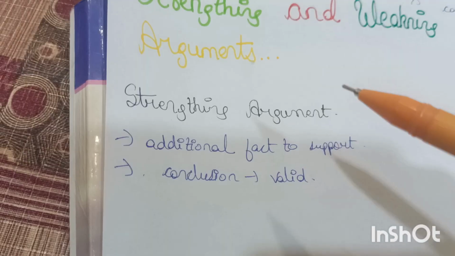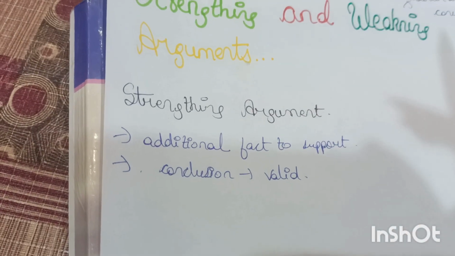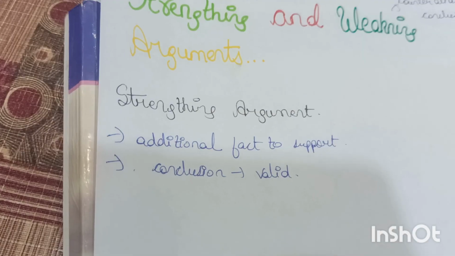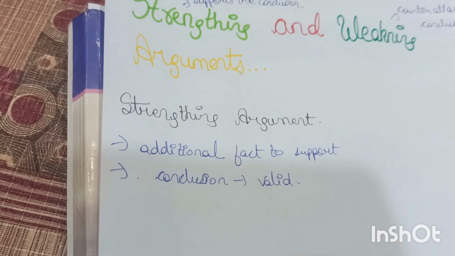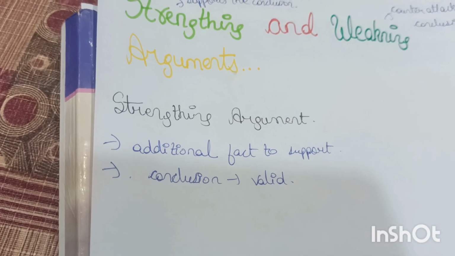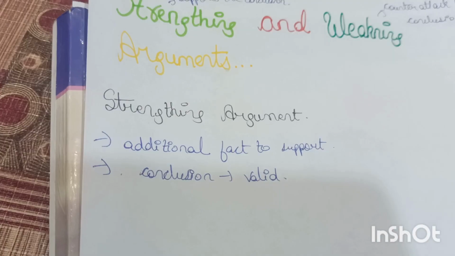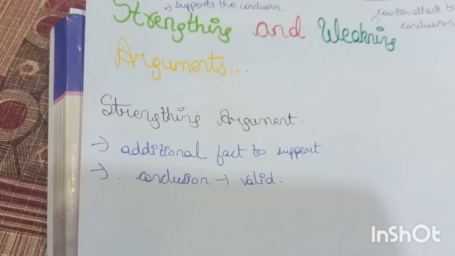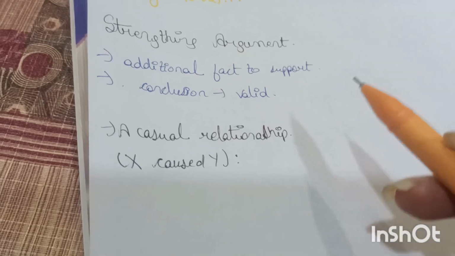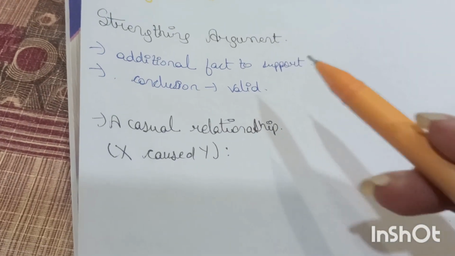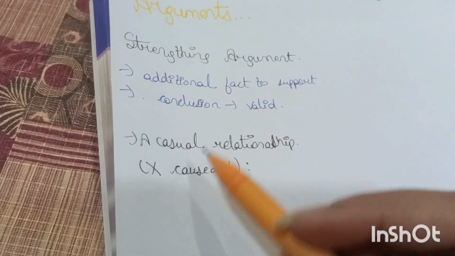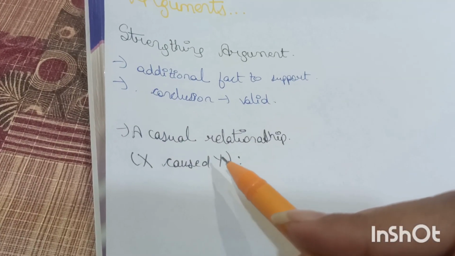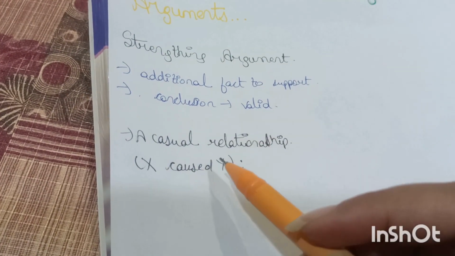Strengthening here means those statements that add some fact according to the conclusion, so that the statement will be correct. Or you can say those statements that are valid according to the conclusion are correct. Now let's see how you can identify if the statement is correct. X here is the conclusion, and Y is the statement that is correct.